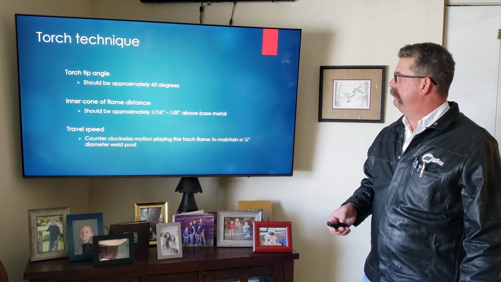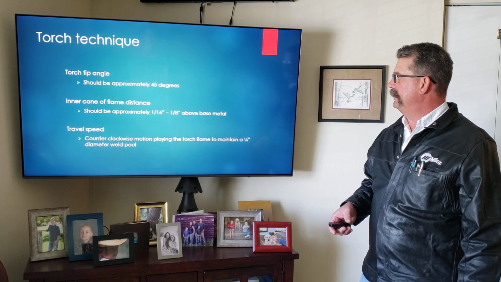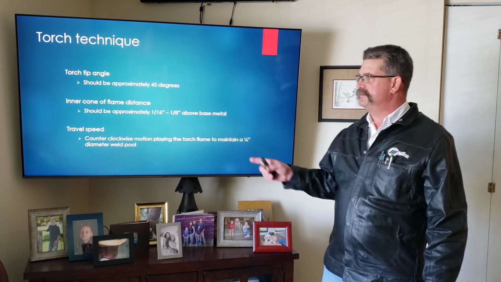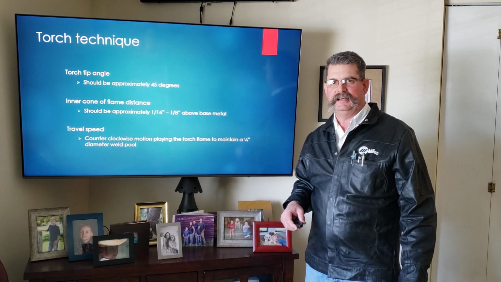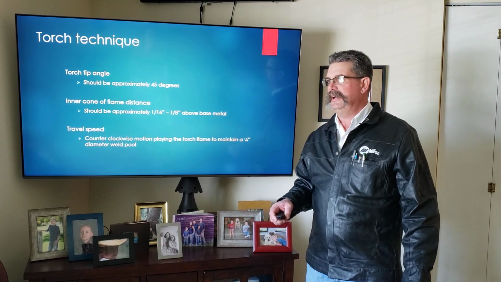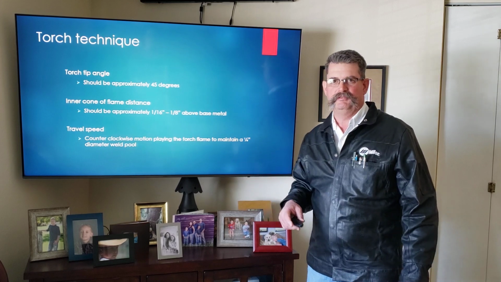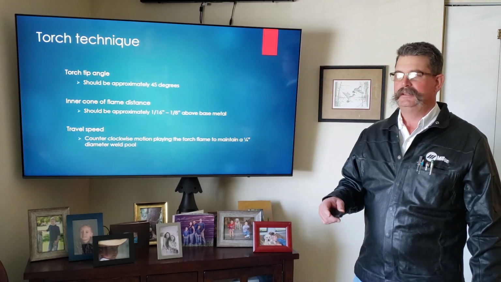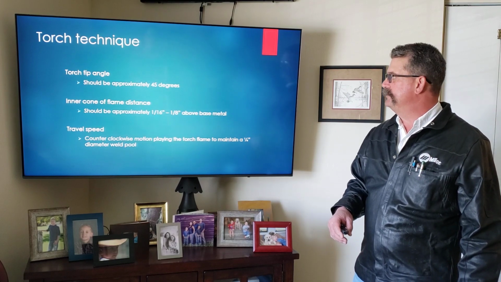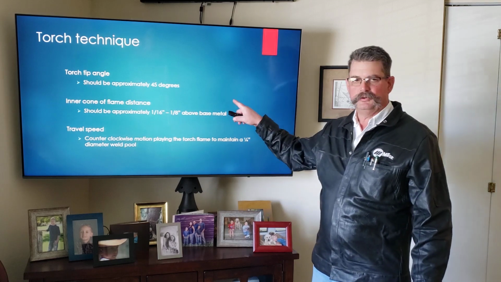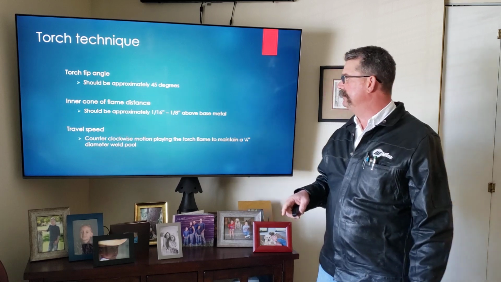Other things that affect the fusion between base metal and filler rod is torch technique. This is something that has to be practiced in the lab. Students have to have the experience of developing their own individual torch technique. This is where that hands-on application is extremely important. Students learn to hold their torch correctly, in that the torch tip needs to be at a 45-degree angle.